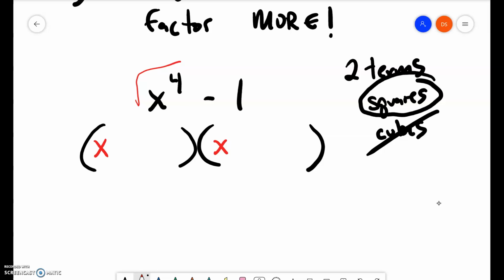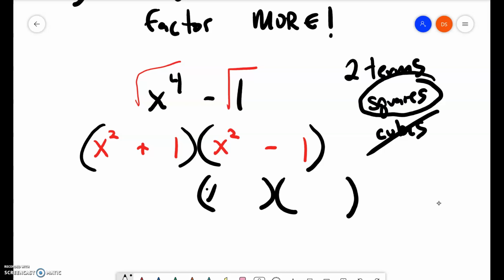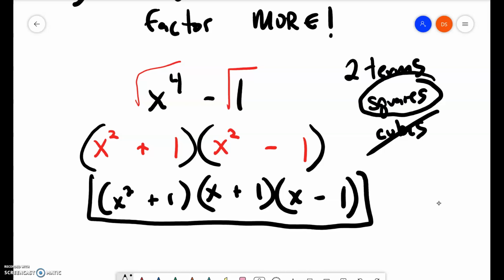Wait, so what is the square root of x to the 4th? It's actually x squared and x squared. And then square root of 1 goes here and here. And we have a plus and a minus. If you stopped here, you would get almost the full answer. But check this out. This one right here, this term, is another difference between 2 perfect squares. X squared is a perfect square. 1 is a perfect square. And so we can break this one down to x and 1 with a plus and a minus. So your final answer, this one is still here, but that is completely factored.